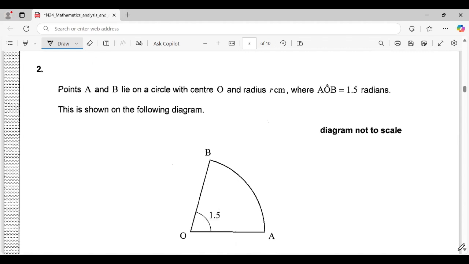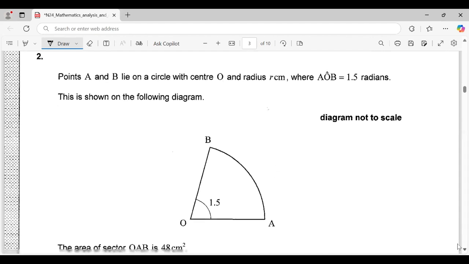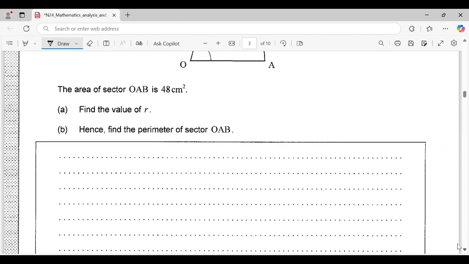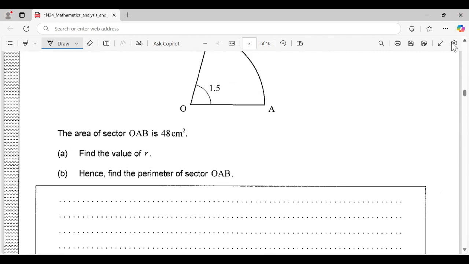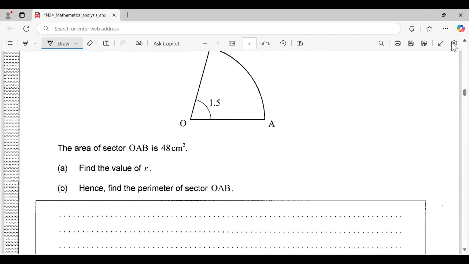Number 2. Points A and B lie on a circle with center O and radius R centimeters, where angle AOB equals 1.5 radians. This is shown on the following diagram. The area of sector OAB is 48 centimeters squared. Find the value of R.